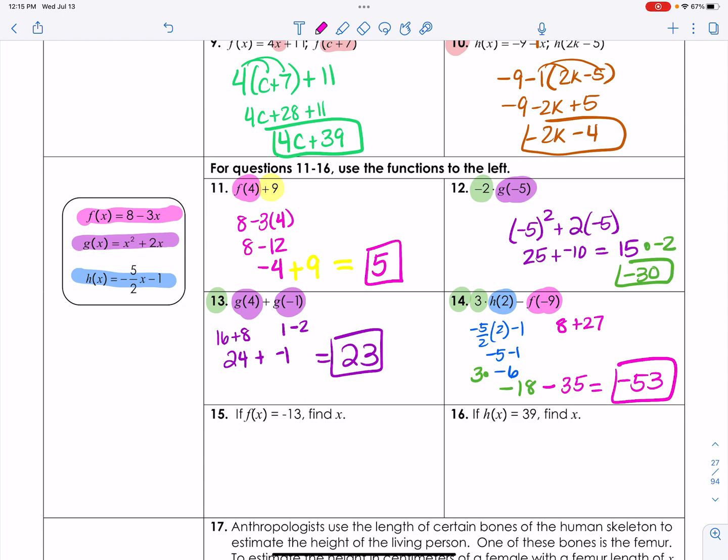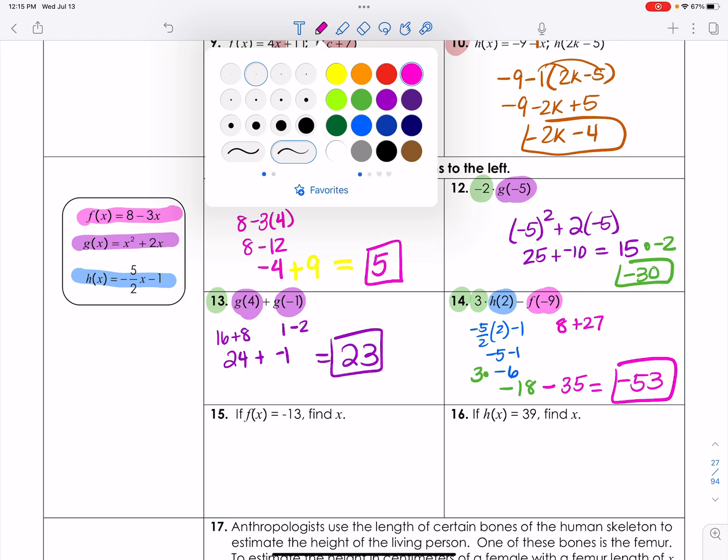Okay, so number 15 is a completely different question. So if you're bored with this, snap out of it, slap yourself in the face a little bit. Okay, I'm just going to mark this.